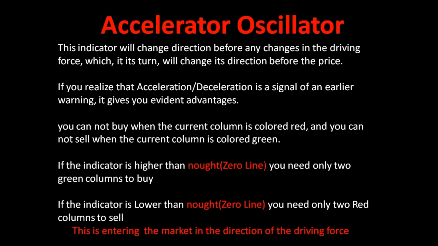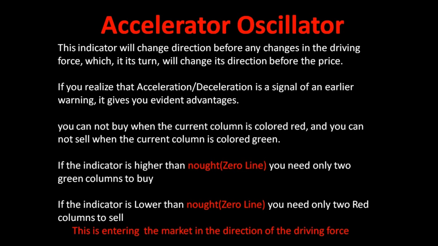The indicator will change its direction before anything else in the driving force, which in turn changes direction before price. What does it mean? It means first the indicator will indicate the change, then only the price will change. One important thing you need to understand is that the oscillator is not a lagging indicator, it is a leading indicator. If you realize that acceleration deviation is a signal for early warning, it will give an evident advantage.